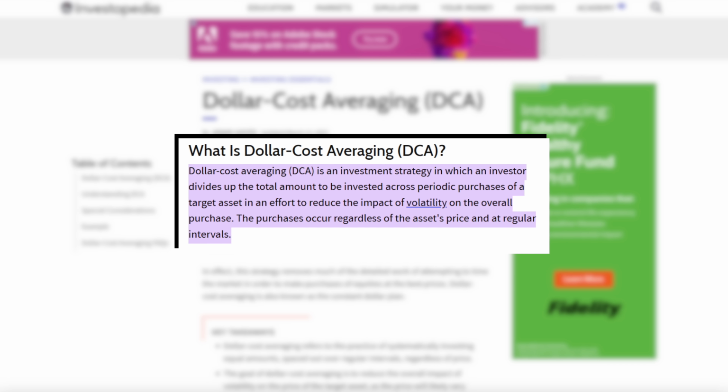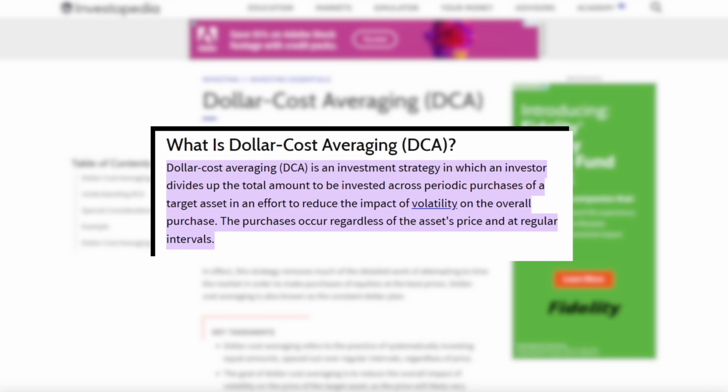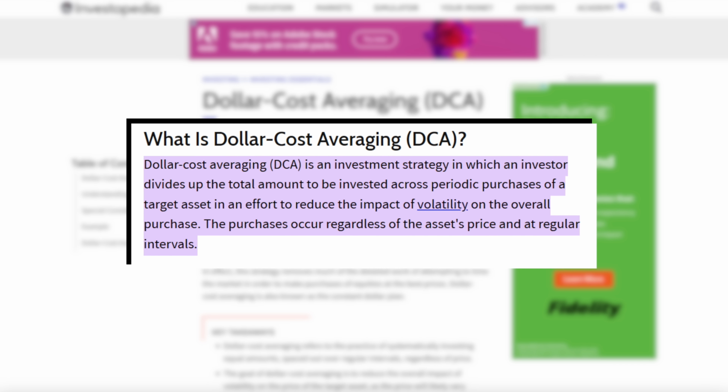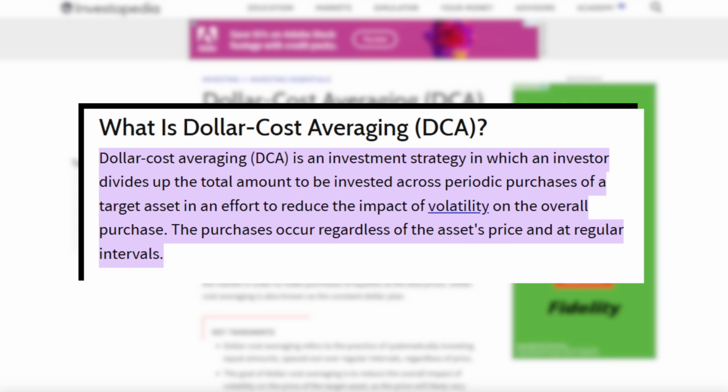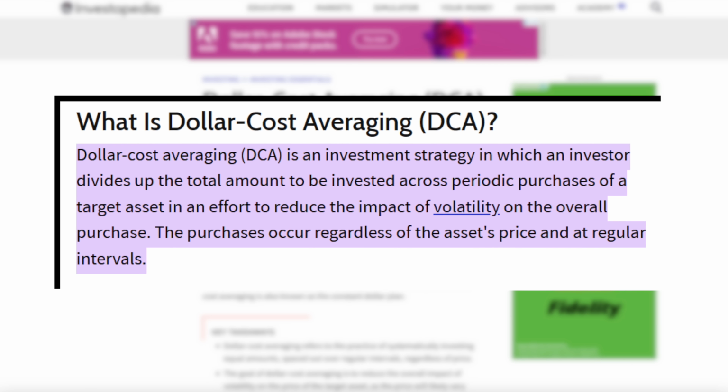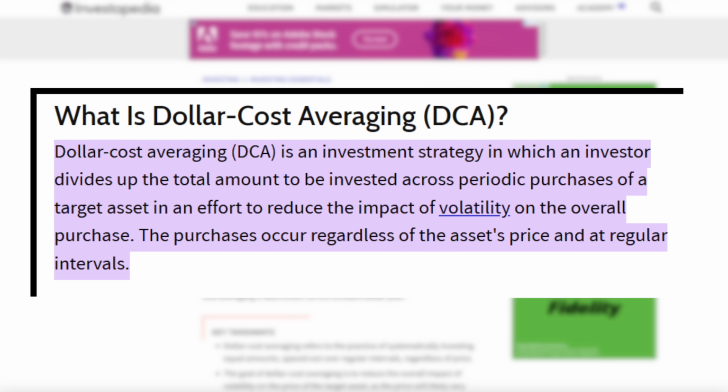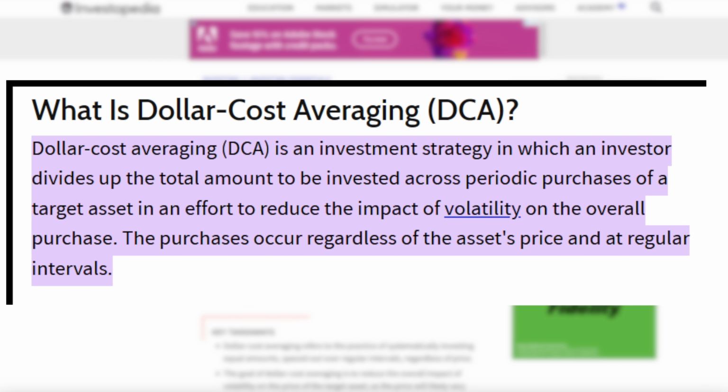According to Investopedia, dollar cost averaging is an investment strategy in which the investor divides up the total amount to be invested across periodic purchases of a target asset in an effort to reduce the impact of volatility on the overall purchase. The purchases occur regardless of the asset's price and at regular intervals. So what's all this mumbo jumbo mean?